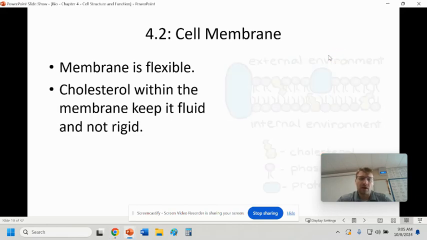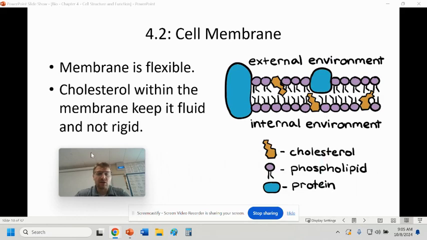Now, one more part that we're going to talk about within the membrane is something called cholesterol. This is a molecule that helps with that fluidity. It helps keep the membrane fluid and not rigid. This is not talking about when somebody says, oh, I have high cholesterol. We're talking about a different type of cholesterol, but this is just within the membrane and it helps with the fluidity of the cell.